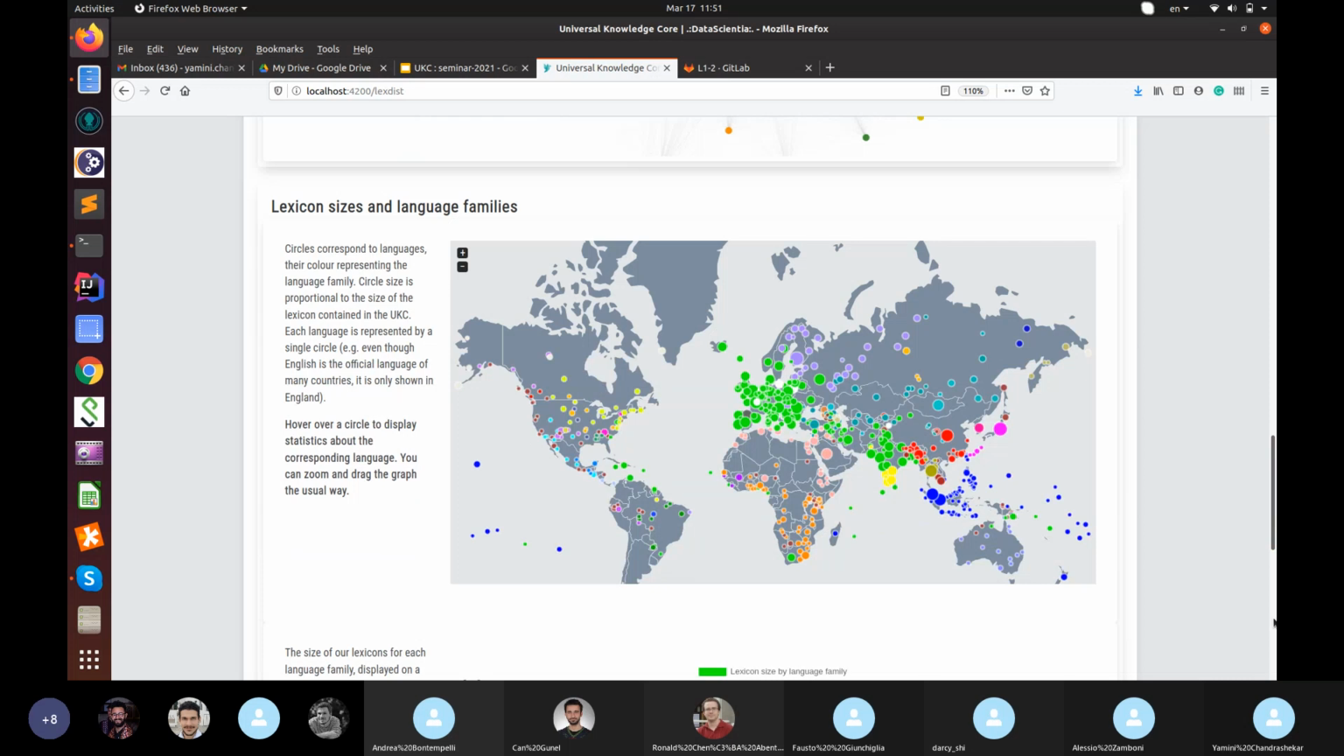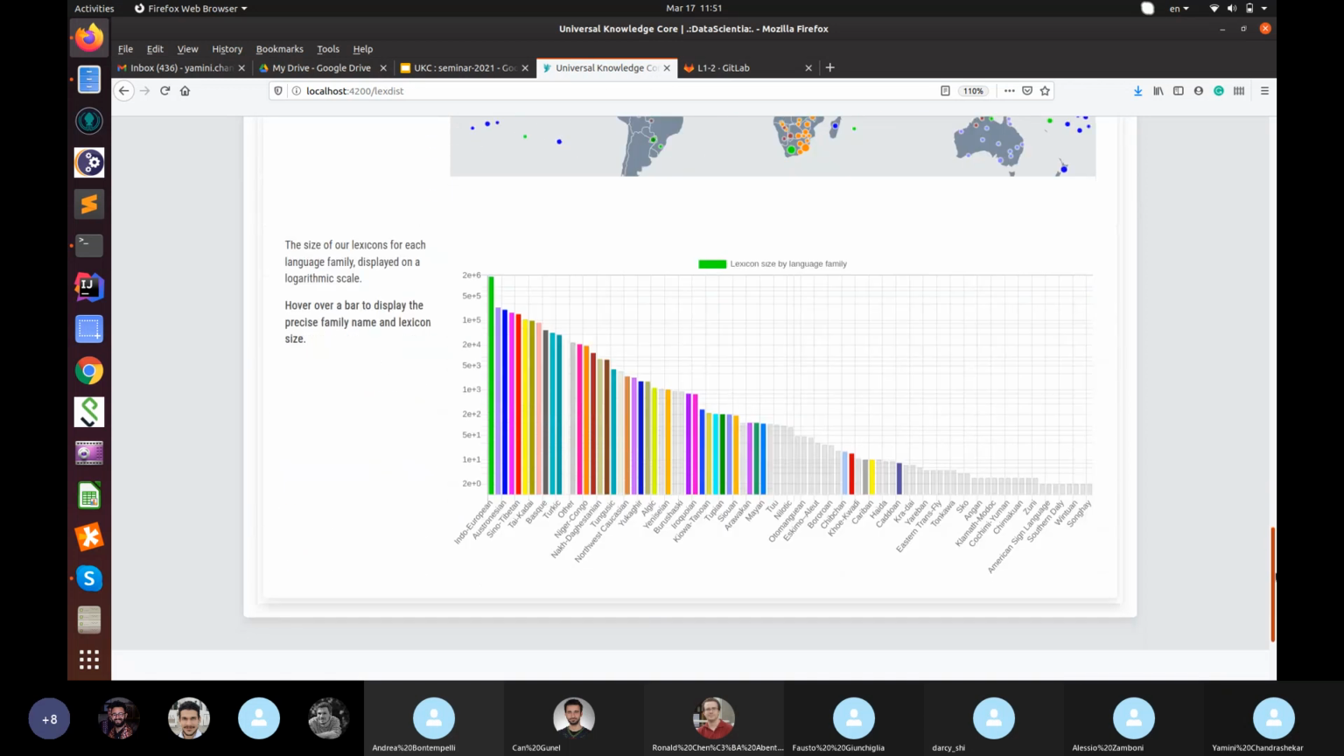So moving on, this is yet another visualization. As I mentioned in the beginning, in the previous tab, this world map contains the circles representing a language, and the different sizes here represent the different size of the lexicon, and the color represents the language family it belongs to. So all the blues are grouped together, and all the greens are grouped together in a language family.